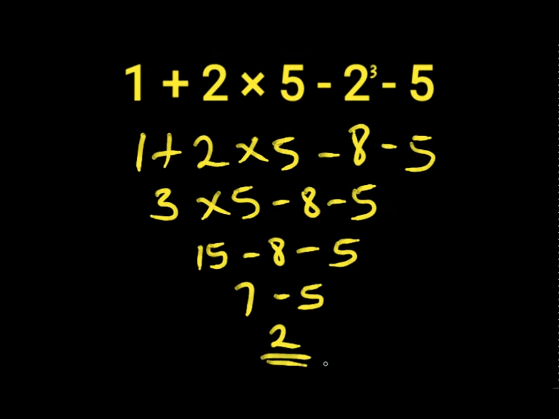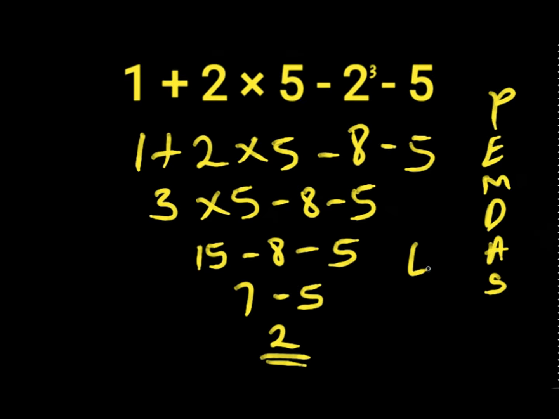2 is the wrong answer to this expression because we did not follow the order of operation, which is PEMDAS. In PEMDAS, we have parentheses, exponent, multiplication, division, addition, and subtraction. Multiplication and division have equal priorities, as do addition and subtraction, working from left to right. In order to arrive at the correct answer, let's dive into the right answer to this expression.